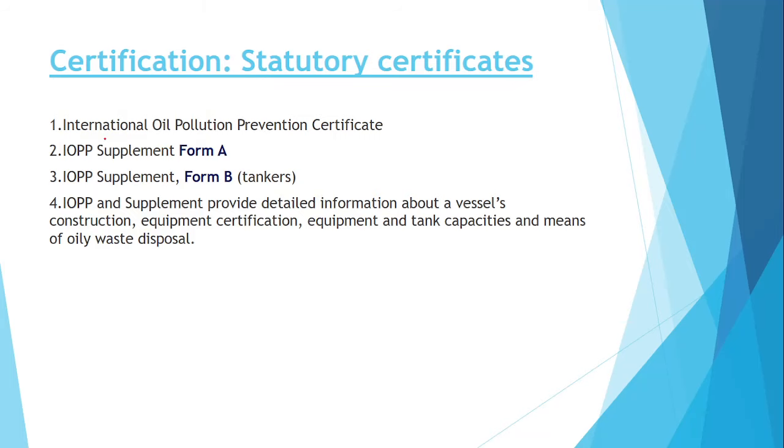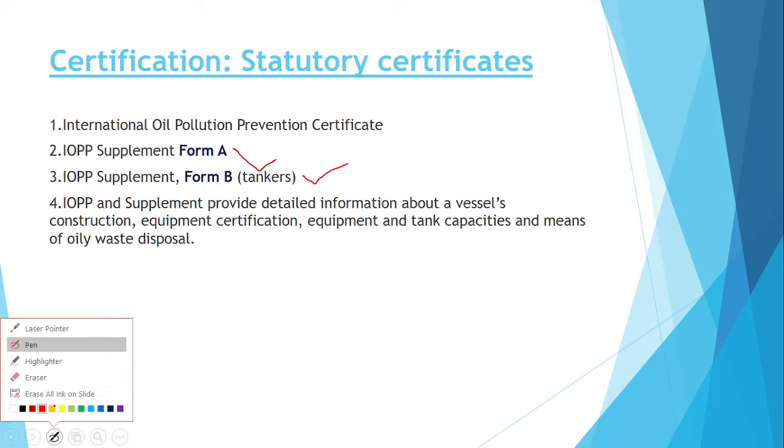First is the IOPP certificate, which is common for all types of ship. After that, depending upon the type of ship, if you have a tanker, then you will get a form B. There is a supplement form given along with the IOPP certificate, called form A and form B. That form A and form B depend upon the ship type. If you have a tanker, you will get a form B. But if you have a bulk carrier or any type other than tanker, you will get a form A.